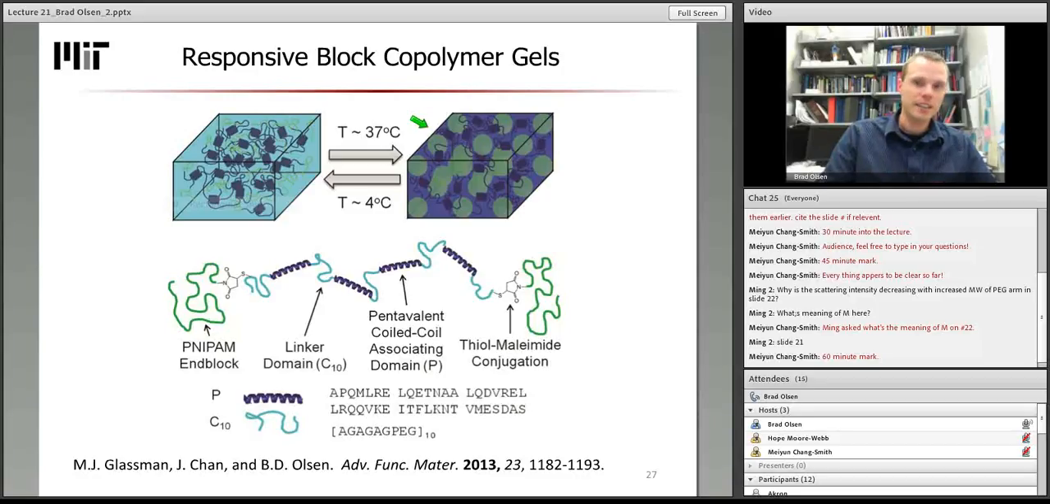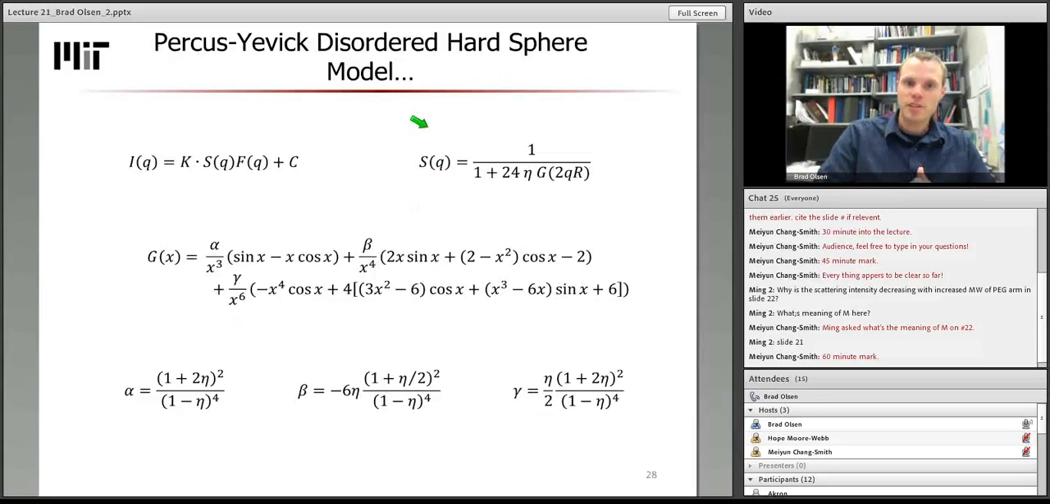They're often highly disordered, and so they don't necessarily show a series of scattering peaks that can be indexed to crystallographic structures. So the Percus-Yevick disordered hard sphere model essentially assumes a hard sphere interaction potential between particles and uses a Percus-Yevick theory to apply closure to calculate the structure factor for this material.